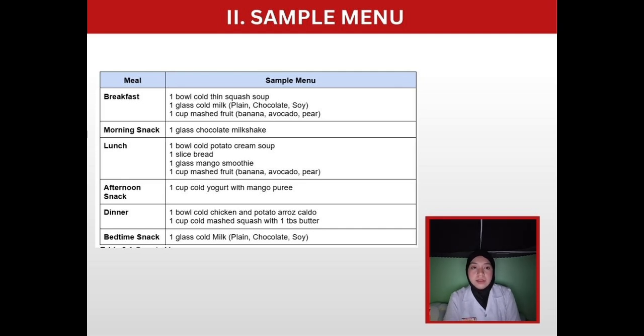So for AM snacks, we recommend a glass of chocolate milkshake. Then for lunch, we recommend a bowl of cold potato cream soup, a sliced bread, a glass of mango smoothie, and a cup of mashed fruit. Then for PM snacks, we recommend a cup of cold yogurt with mango puree. Then for dinner, we recommend a bowl of cold chicken and potato arroz caldo and a cup of cold mashed squash with a tablespoon of butter. Then for bedtime snacks, we recommend a glass of cold milk.